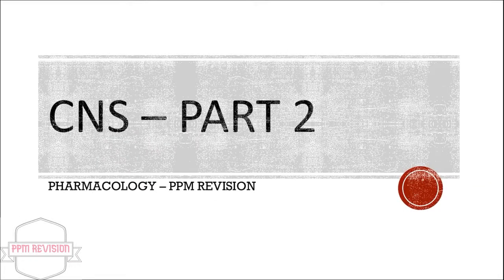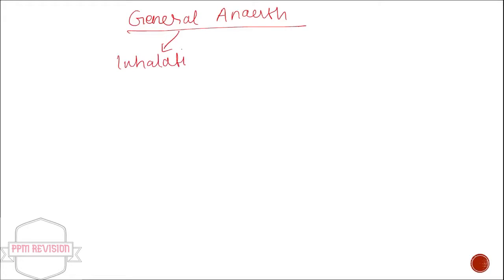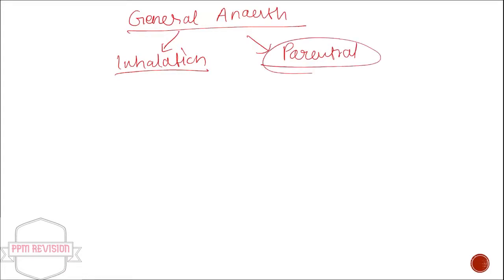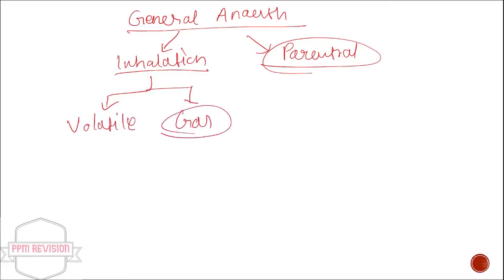As we look into general anesthetics, first we'll know the classification. Under general anesthetics, we have firstly inhalational, and also the parenteral. We'll mainly be focusing only on the inhalational. There is volatile and gas. Under gas, the main one is nitrous oxide.